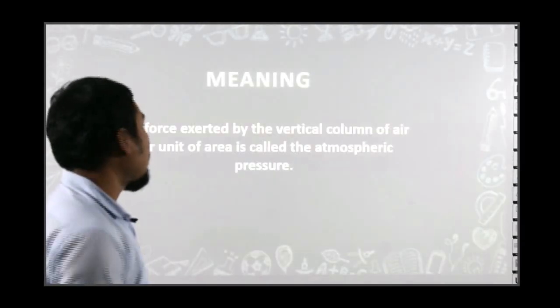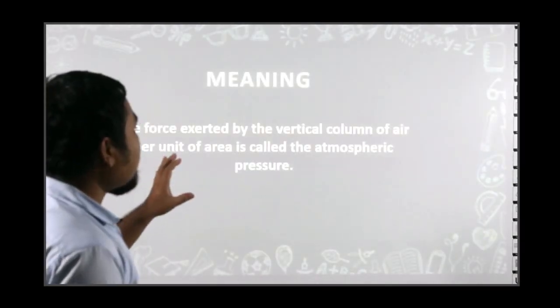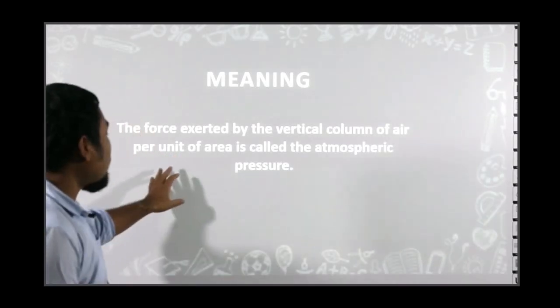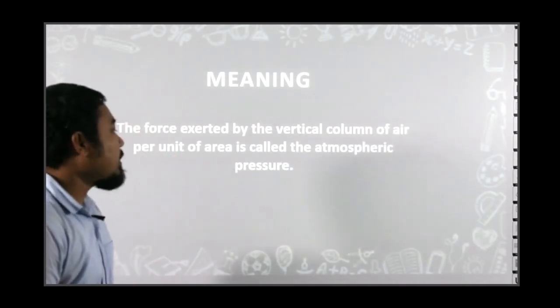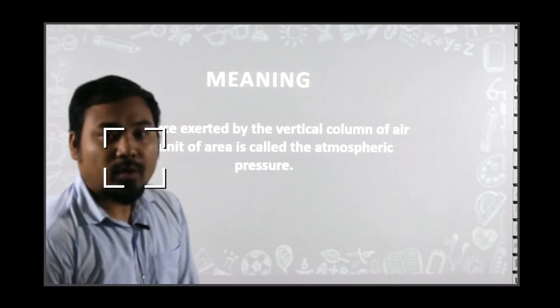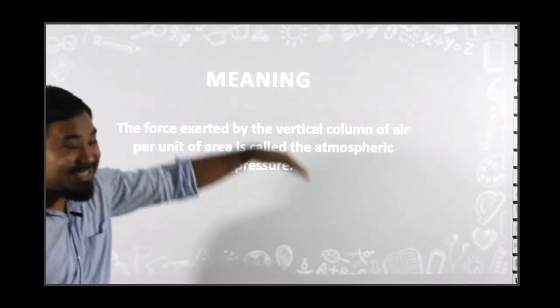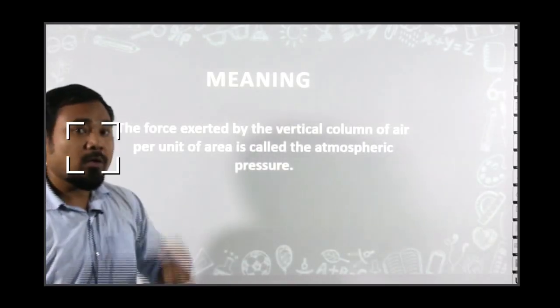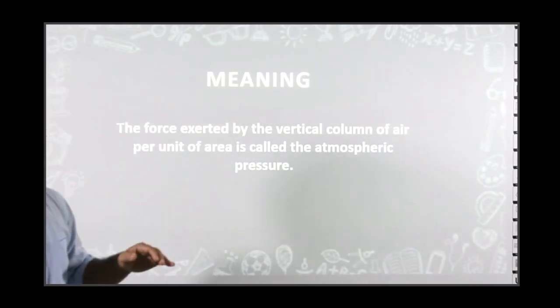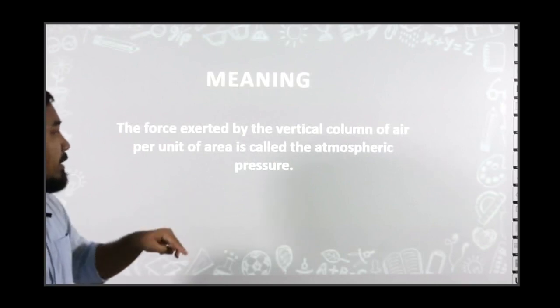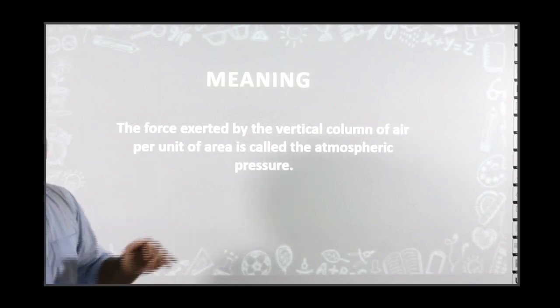Meaning of atmospheric pressure. The force exerted by the vertical column of air per unit of area is called the atmospheric pressure. Means the air that falls vertically on the surface of the ground exerts pressure. In 1 square centimeter the pressure exerts. That is your atmospheric pressure.